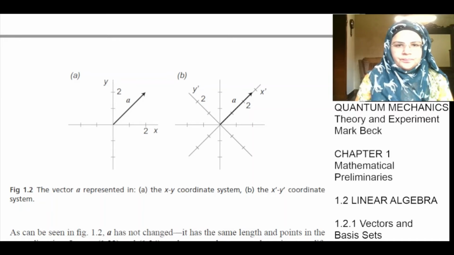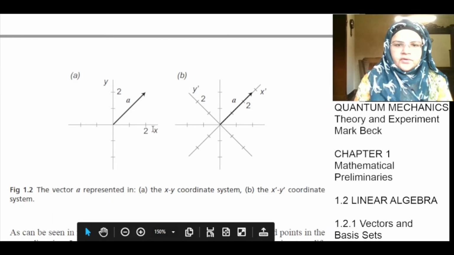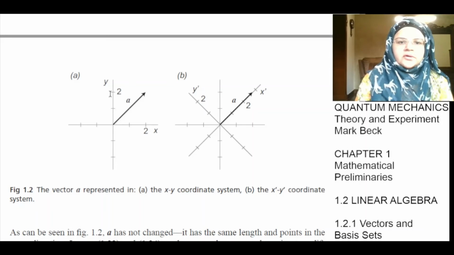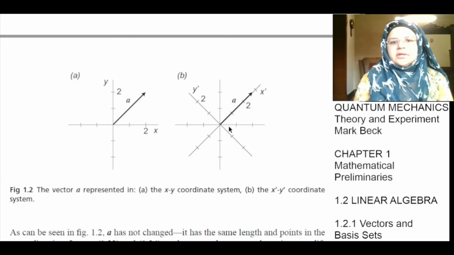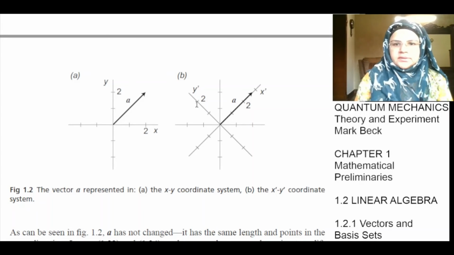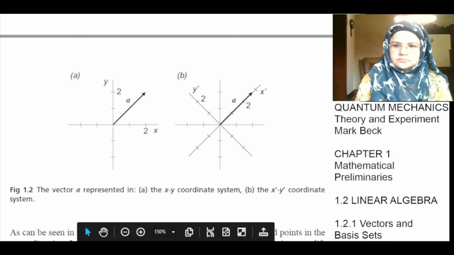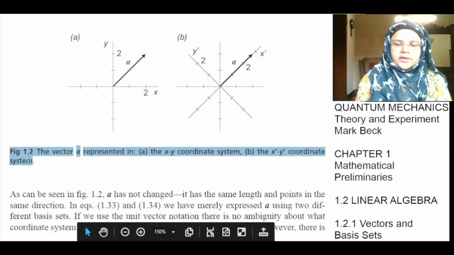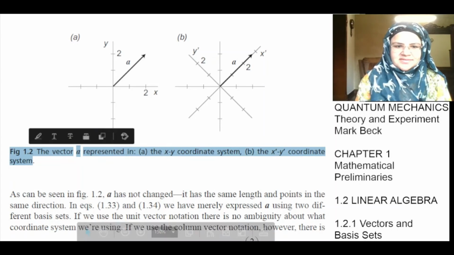If we look at the xy coordinate system, the basis vector for x is (1, 0) and the basis vector for y is (0, 1). The ax component is 2 and the ay component is 2. Therefore, we will write the column vector as (2, 2). On the other hand, if we rotate the xy coordinate system by 45 degrees, we get another coordinate system which is x'y'. In this case, the vector has x' component 2√2 and y' component 0. Figure 1.2: the vector A represented in (a) the xy coordinate system, (b) the x'y' coordinate system.